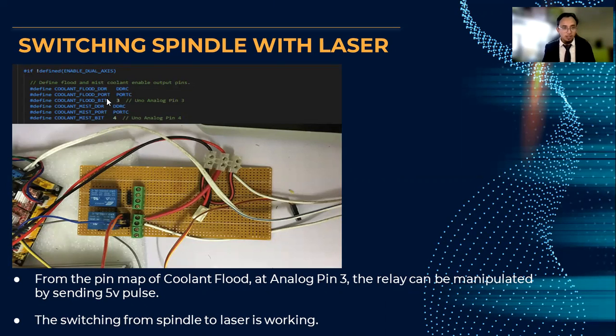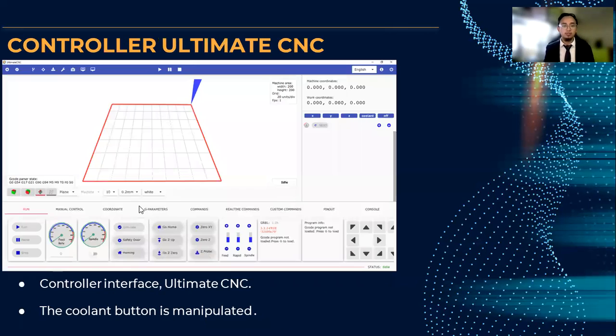Okay. From the analog pin three at the MKS DLC board, we control the relay. So the relay will switch when I push or call a coolant button, coolant command. So the coolant is active, so the relay will be active. If I close the coolant, the relay will be off. So this is the switching mechanism that I use. Okay, and it is working.